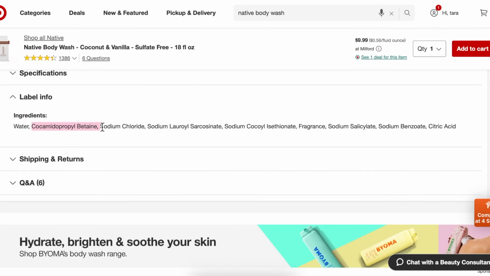Cocamidopropylbutane is an amphoteric surfactant. This adds lather and cleanses the skin. Sodium lauryl sarcosinate is an anionic surfactant. This again cleanses the skin and lathers. Sodium cocoyl isothianate is an anionic surfactant. Again, this cleanses the skin, adds lather, and pairing surfactants together like this creates the best lather for cleansing products. Then fragrance is the next ingredient, and the last three ingredients are preservatives or pH adjusters.